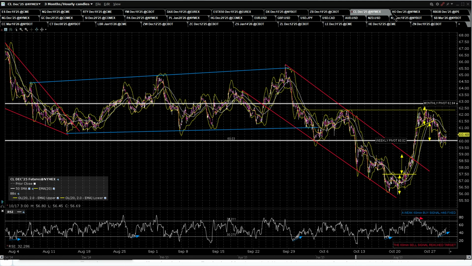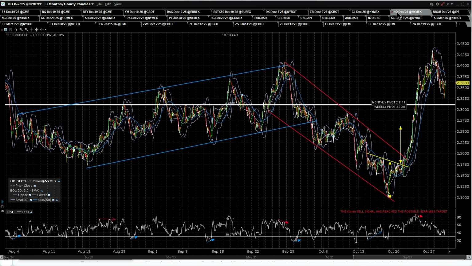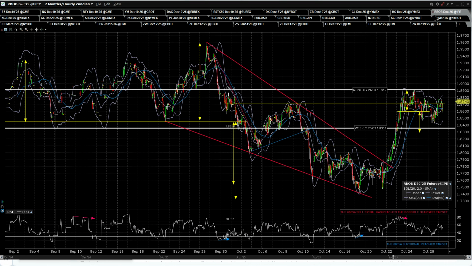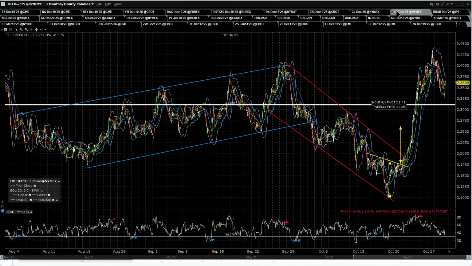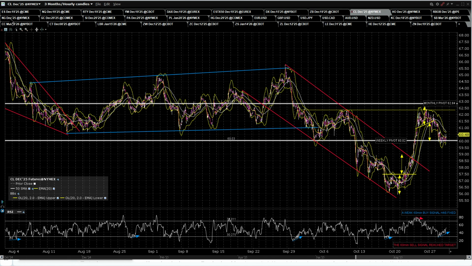We'll see. HO, this looks like a possible head and shoulders forming. 60-minute sell signals reached possible near miss target. RBOB, possible 60-minute sell signals reached possible near miss target. This looks like pretty obviously a bull flag forming. I'm leaning towards the upside. We shall see how that goes. Do we have any other inverted head and shoulders forming on the oils? No, it's just the CL chart. We'll see how that goes.